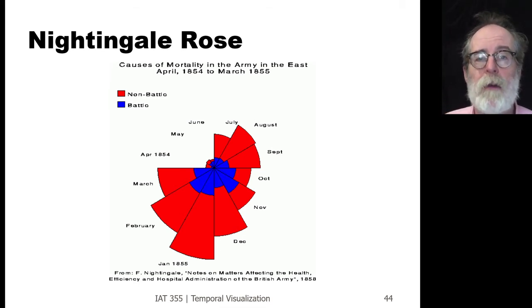And blue is battle, the thing you expect from war, people getting shot at, etc. But what Florence Nightingale's observation is, it's not just men dying in the field that's the problem. They're also dying in the hospital, and they're dying in the hospital from infections, from infectious diseases. And this is at a time when the germ theory of disease was not widely accepted, or perhaps not even accepted very much at all.